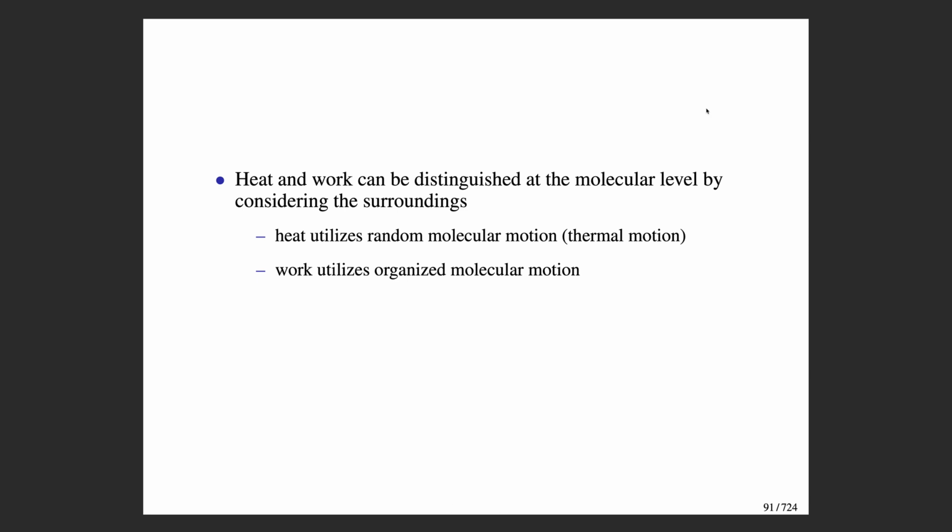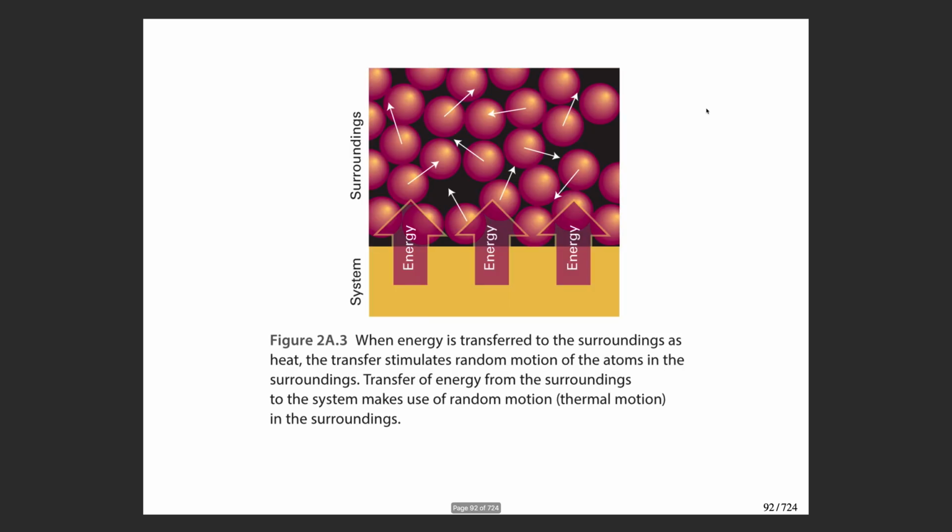This is kind of an interesting take that Atkins has on describing heat and work at the molecular level. He characterizes heat as a process that involves random molecular motion in the surroundings. So here's a diagram he uses to explain that. So it really doesn't matter at the molecular level what's happening in the system.